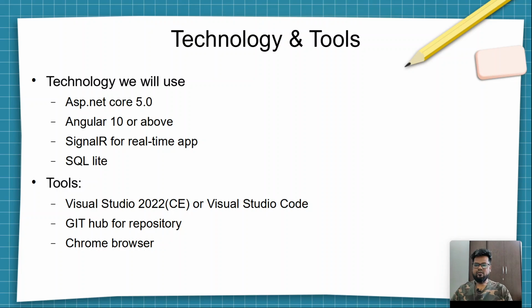Let's talk about the tooling that we are going to cover: Visual Studio 2022 Community Edition, and Visual Studio Code for coding and other purposes. We are going to use GitHub for the repository. Once we have completed our coding, we will check in all our code to GitHub, so people can get it from there itself. And finally, we have the Chrome browser where we will test all this.